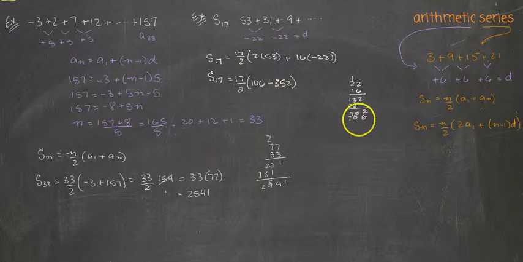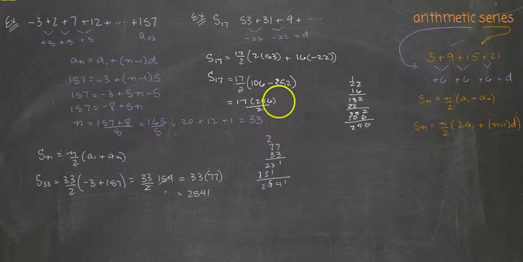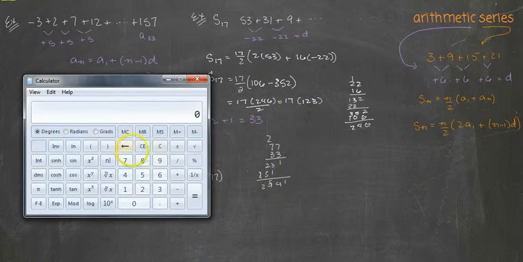352 minus 106 would be a 6, so that's a 4. Take away 0 is a 4. 3 take away 1, 2, 246. 17 times 246 divided by 2 is 17 times 123. I am not going to do that with column multiplication. 17 times 123.